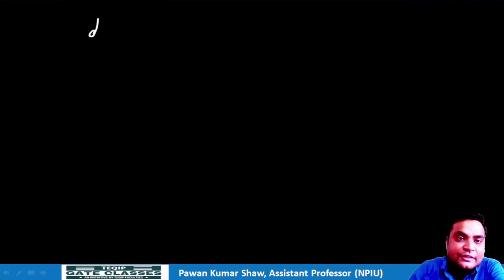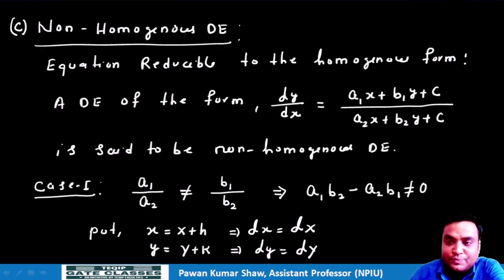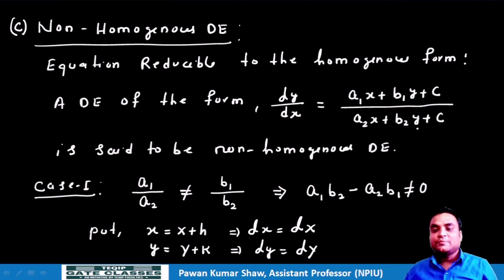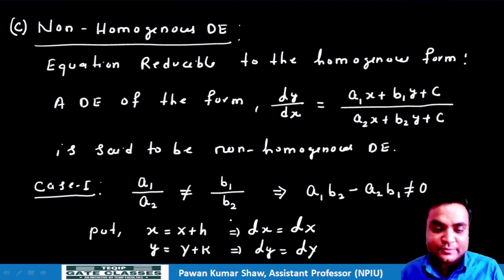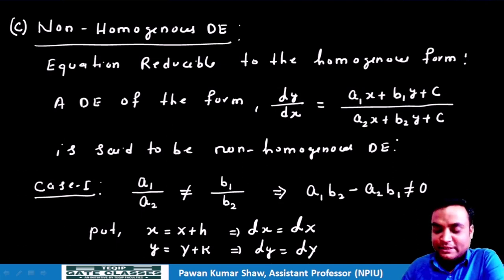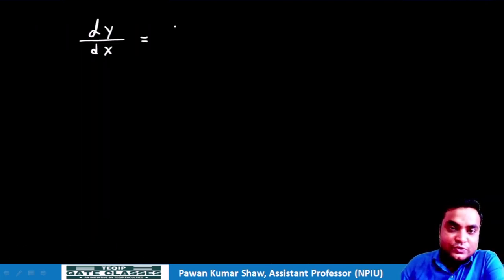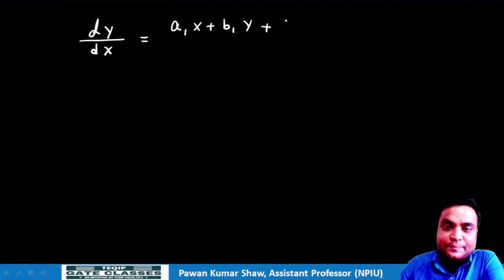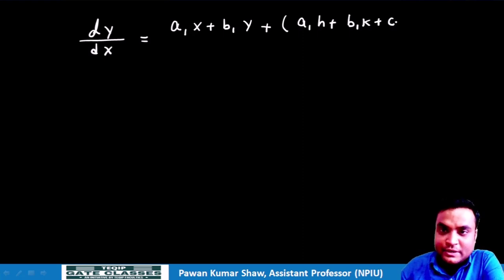So this dY by dX, now we can write it as capital dY by dX equal to a1x plus b1y plus c divided by a2x plus b2y plus c. So we replace x with X plus h and y with Y plus k. In that case, after replacement, we will get a1X plus b1Y plus a1h plus b1k plus c.